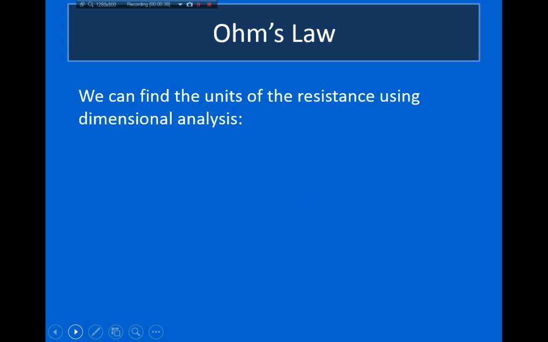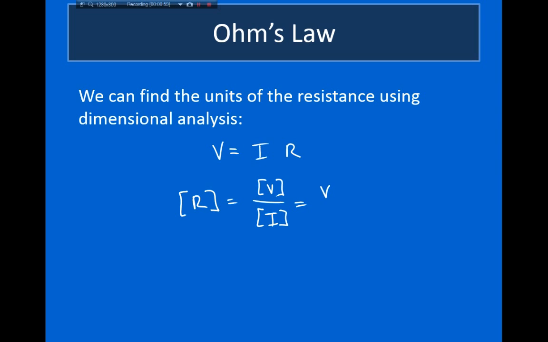Now, as always, whenever I introduce a new quantity like this, I like to step back and apply dimensional analysis to find the units of this new quantity. So, applying dimensional analysis to Ohm's law, we can see that the units of resistance are going to be equal to the units of volts divided by the units of current. So this is volts per ampere, and we describe this combination of units as an ohm, which is denoted with the capital Greek letter omega, which kind of looks like a horseshoe.